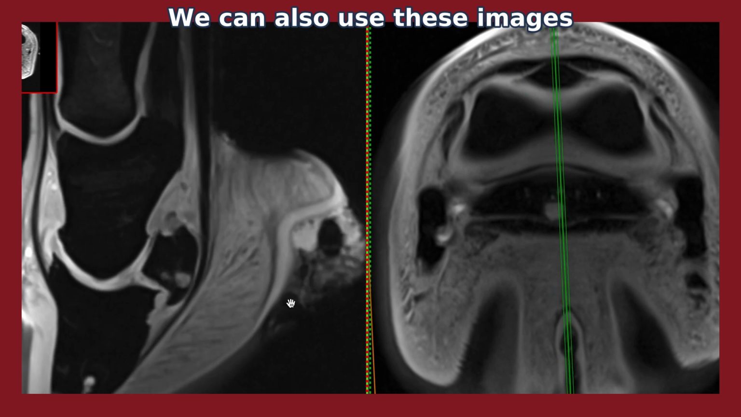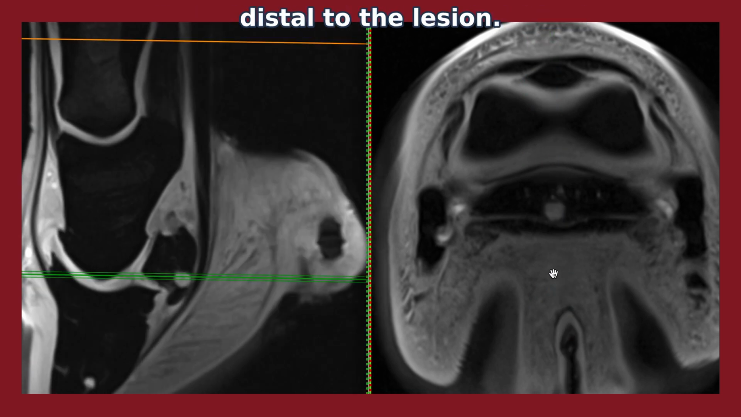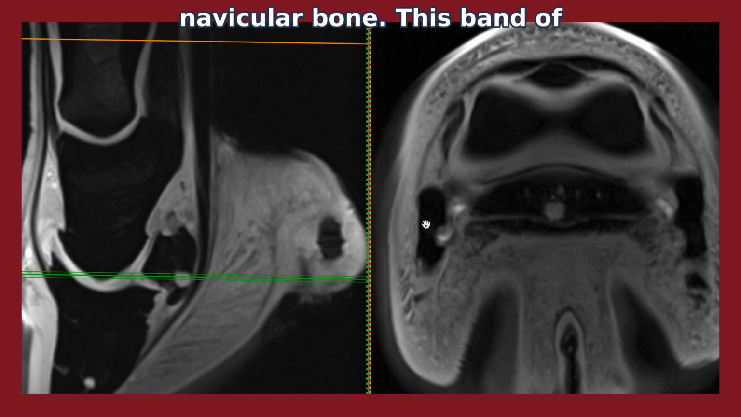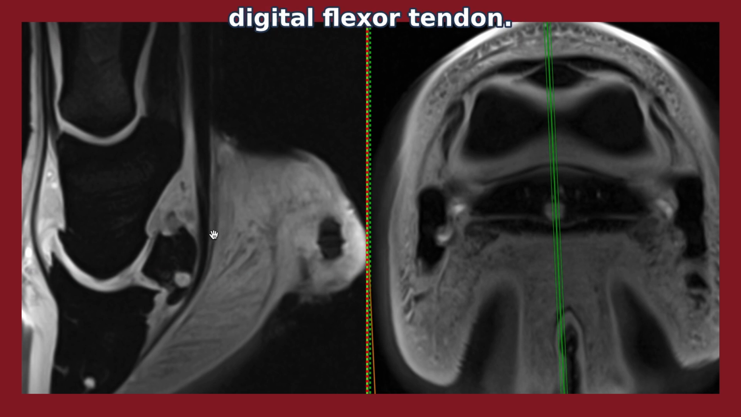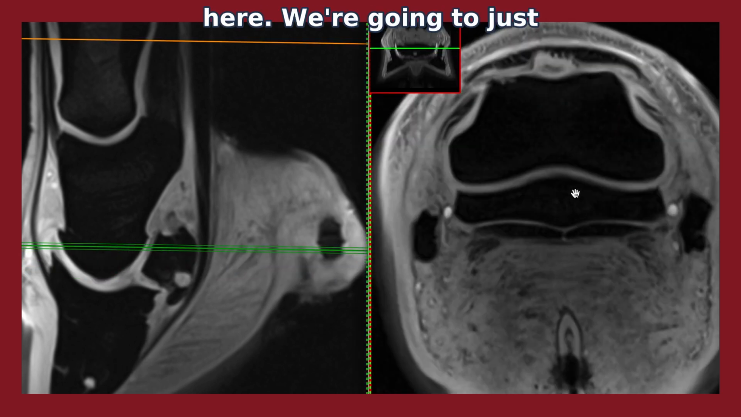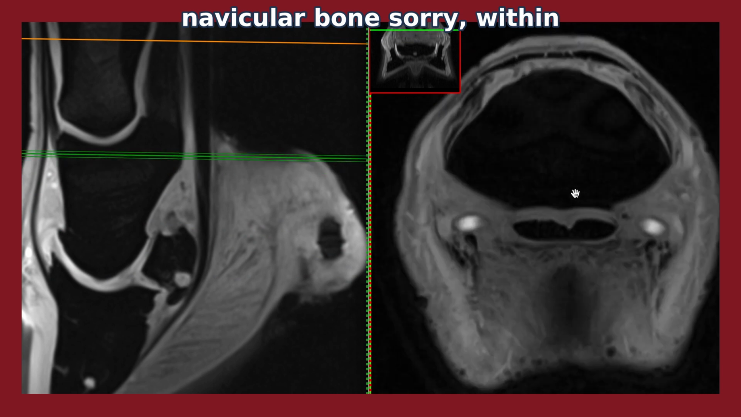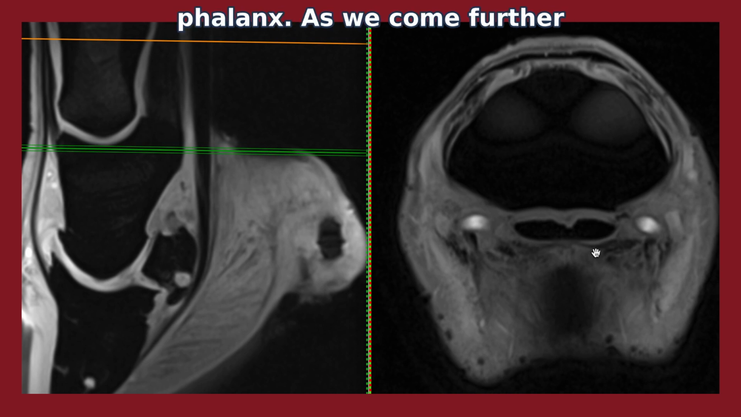We can also use these images to look at the deep digital flexor tendon, both proximal and distal to the lesion, and as it goes over the navicular bone. This band of tissue here is the deep digital flexor tendon. We can see it extending from the proximal aspect of the limb right the way down over the back of the navicular bone to insert into the distal phalanx here. We're going to scroll proximally within the foot, and start looking at the digital flexor tendon just here at the proximal aspect of the middle phalanx.